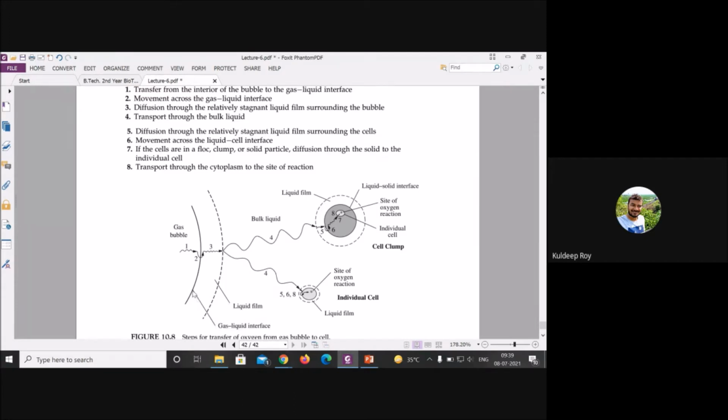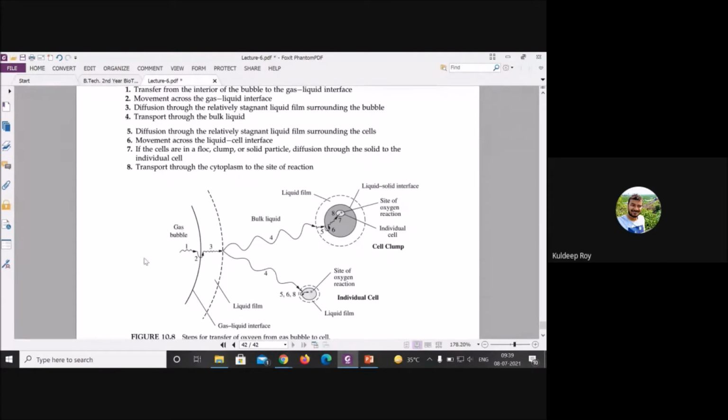Now you can say this particular region is the gas liquid interface, and this particular region is the liquid film. Fourth will be your bulk liquid. Then fifth will be your liquid film again, but it will be around your cell. And inside the cell there will be different kinds of parts.